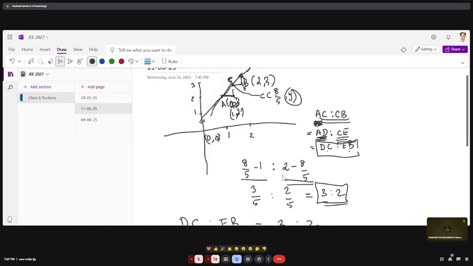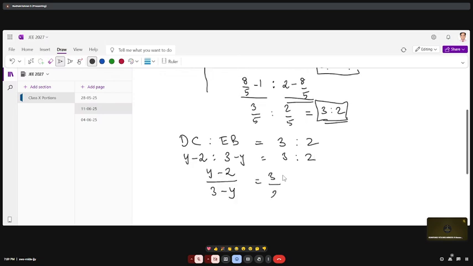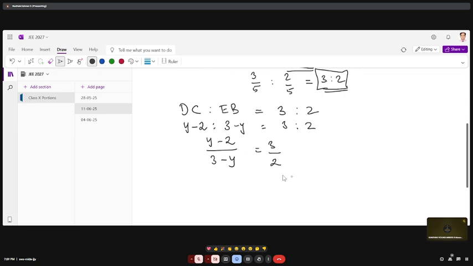EB, right? Let's say EB. EB is 3 minus Y, because here the coordinate of Y is 3, and here the coordinate of Y is Y. 3 minus Y. So this is the equation that we use to get the value of Y. That is basically Y minus 2 divided by 3 minus Y equal to 3 divided by 2. Do cross multiplication and try to get the value of Y.